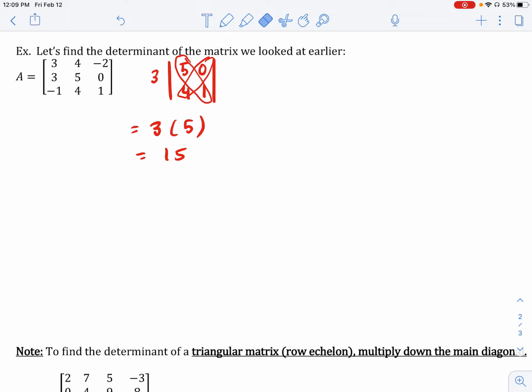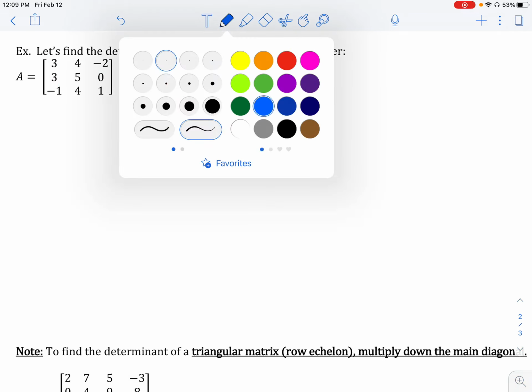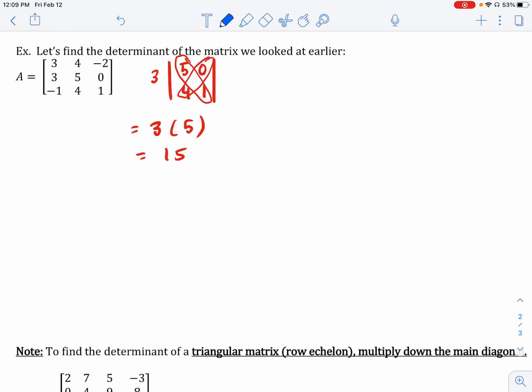Now let's try the next entry. Again, remember that we are subtracting here, so we're going to say minus. And so we're doing this next entry. We're going to cross out this row and cross out this column. So minus 4. And then from here, what's the remaining matrix? We've got 3, 0, negative 1, and 1.